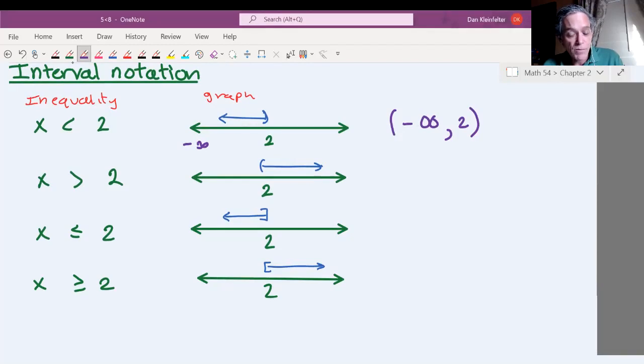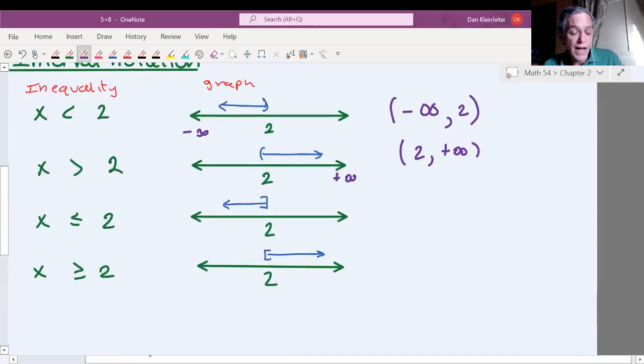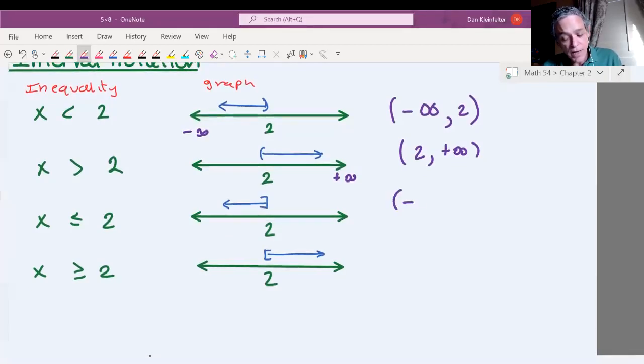On the next part, we have 2 up to positive infinity. So at the left end, we'll have a parenthesis, a 2, a comma, and then the positive infinity sign. Here, the plus is optional. Okay, for x less than or equal to 2, then this will be the numbers from negative infinity up to and including 2.